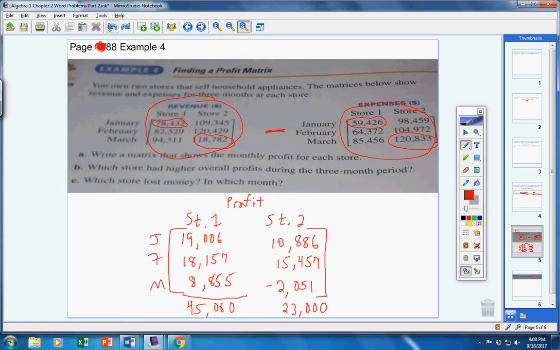And lastly, which store lost money? Right there it is. Store 2. What month did they lose money? In March. Store 2 lost money in the month of March. Alright, back this up and watch this again if you need to. Alright, moving on to our next example.